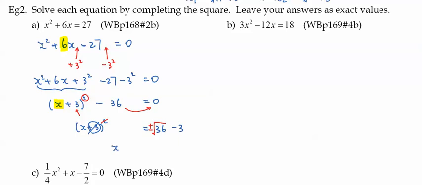So your answer here, the first one, involves the use of the positive square root. The square root of 36 will be 6. So 6 minus 3 will give us 3. That would be the first answer. The second answer will involve the use of the negative square root of 36. So negative 6 minus 3, negative 9.